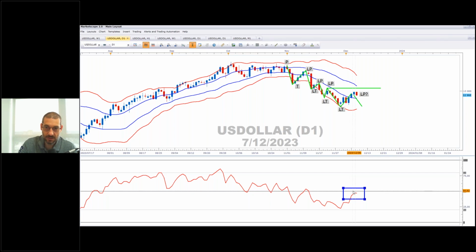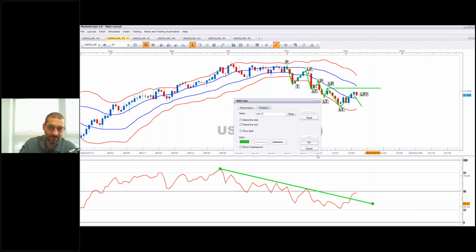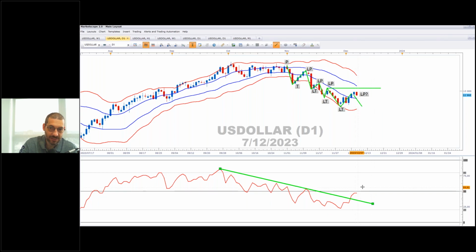RSI. Now we can use a trend line break here as a potential warning. So take a look here. Okay, so there does seem to be a break upwards. Now 50 becomes the next level.